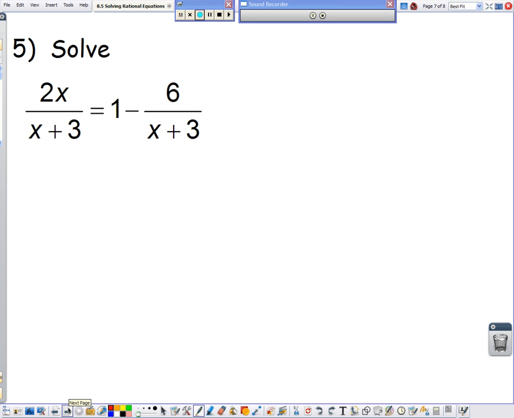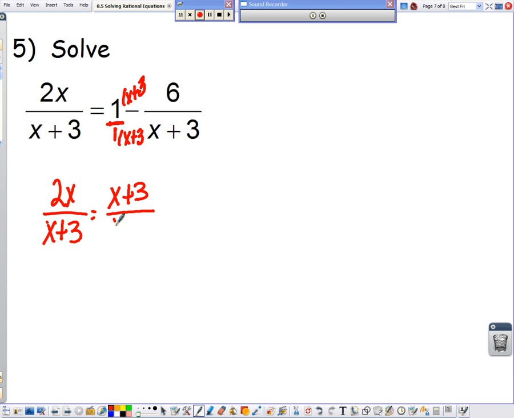Now, right now, it does look here that this problem, we have our common denominators. The problem was with this 1. So remember, if I put a 1 underneath this thing, I find out that, oh, wait a minute, I don't have common denominators. So this one already has x plus 3. So all I need here is an x plus 3 on this one. So remember, I have to do the top and I have to do the bottom. So I get 2x over x plus 3 equals x plus 3 over x plus 3 minus 6 over x plus 3.